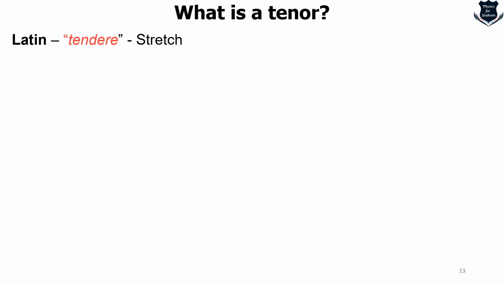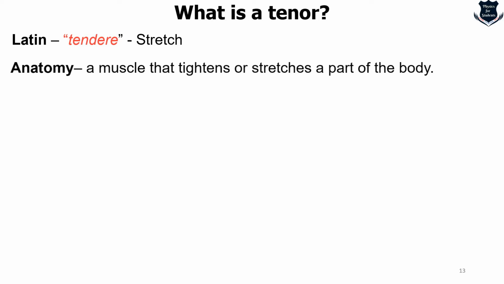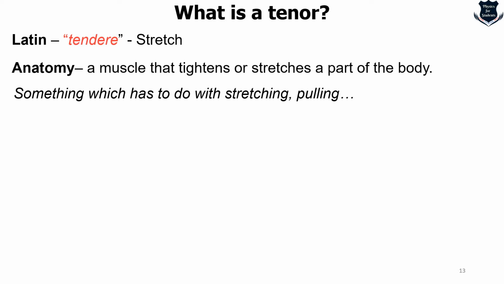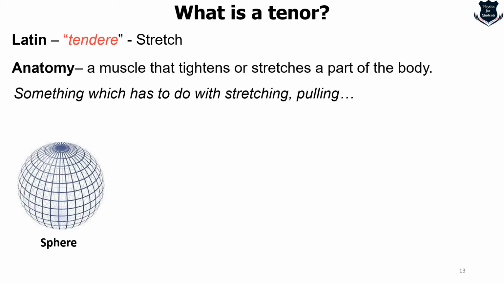As most of the terms are taken from either Latin or Greek, tensor is not an exception. The word comes from the Latin tendere, which means to stretch. In anatomy also it is used for a muscle that tightens or strengthens a part of the body. So from Latin and from anatomy, what we can understand is that tensor has something to do with stretching or pulling things apart. From there we can deduce that it has something to do with stretching.